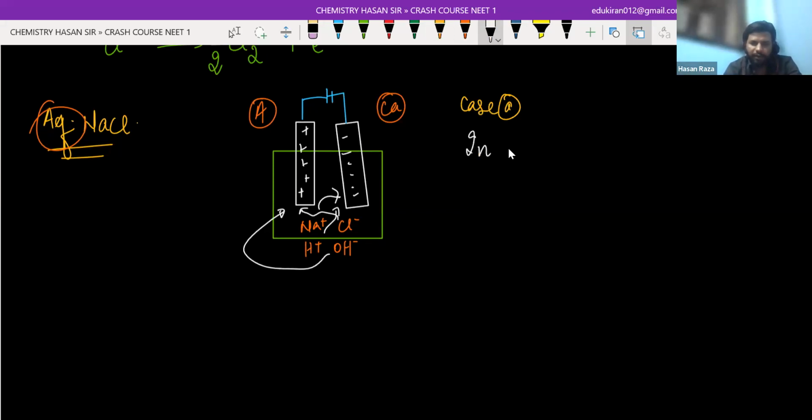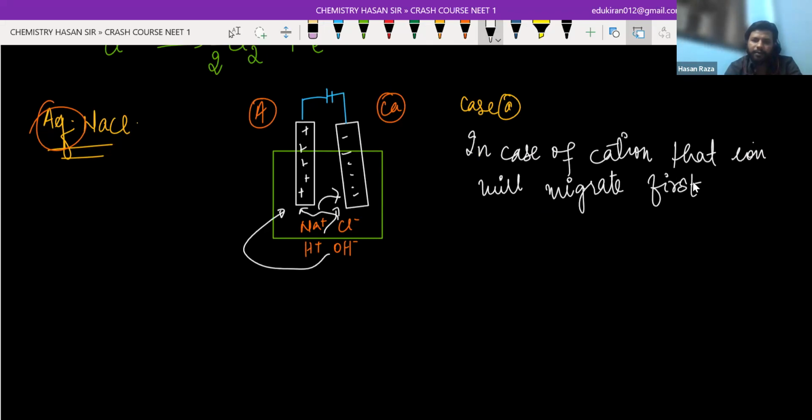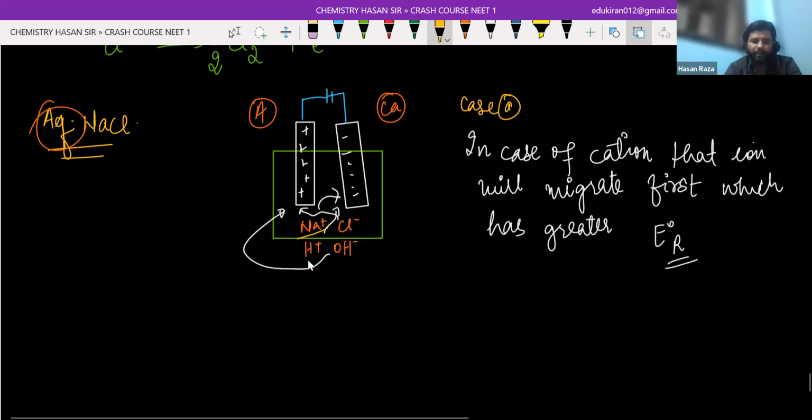So in case of cation, that ion will migrate first which has greater E naught R. So there are two cations, Na plus and H plus.